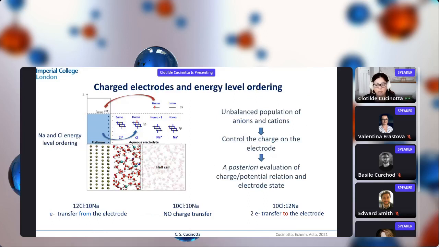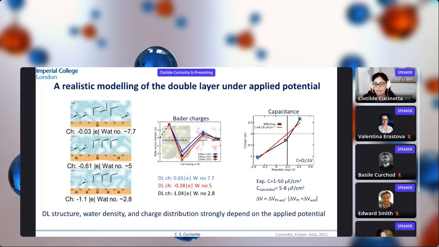And this taught us a lot of interesting notions, for instance, that when you change the potential on the electrode, the number of water molecules in contact with this electrode changes. Therefore, this can affect possible reactions like hydrogen evolution occurring at this interface.